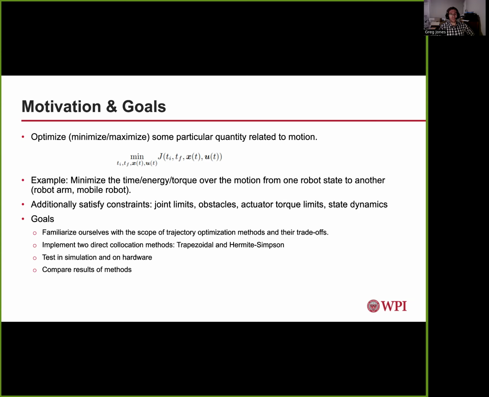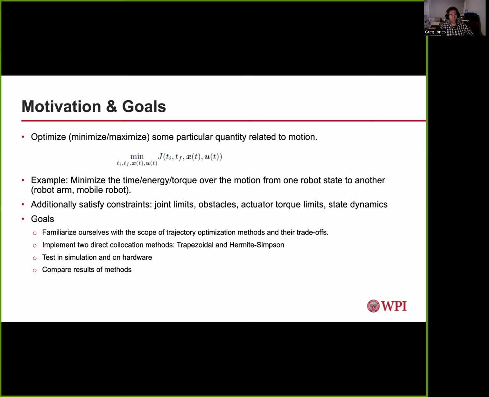avoiding exceeding actuator torque limits to not damage the motors, and then also satisfying feasible motion related to the physics or the dynamics of the physical robot. So those come in the form of constraints too.